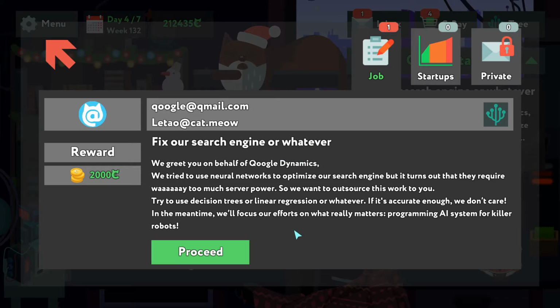Or whatever. We greet you on behalf of Google Dynamics. We tried to use neural networks to optimize our search engine, but it turns out that they require way too much server power. So we want to outsource this work to you. Try to use decision trees or linear regression or whatever. It's accurate enough, we don't care. In the meantime, we'll focus our efforts on what really matters, programming AI systems for killer robots.